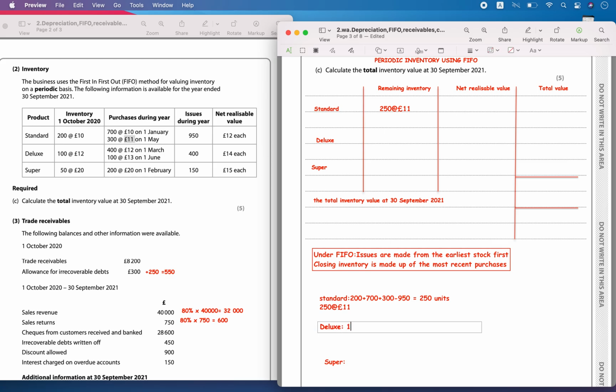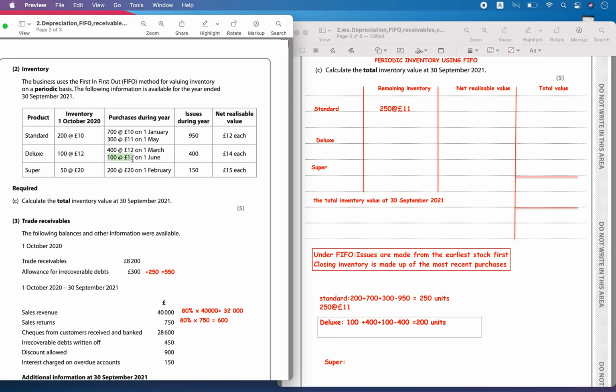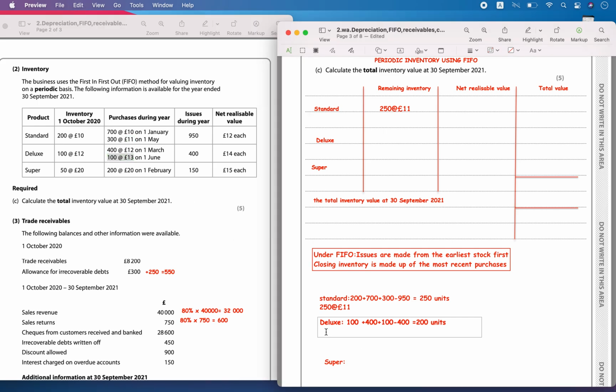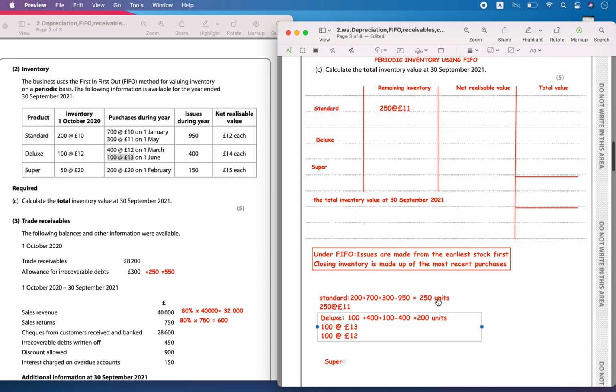For deluxe, at the beginning the opening inventory was 100 units, then 400 units were purchased, and then 100 units were purchased, and finally the issues of 400 units happened. Which means that is equal to 200 units remaining. Of these 200 units, 100 would have been at 13 pounds, the closing inventory, and the remaining 100 would have been at 12 pounds, from the previous one. So 12 pounds. Now let's write these two as the closing inventory values.